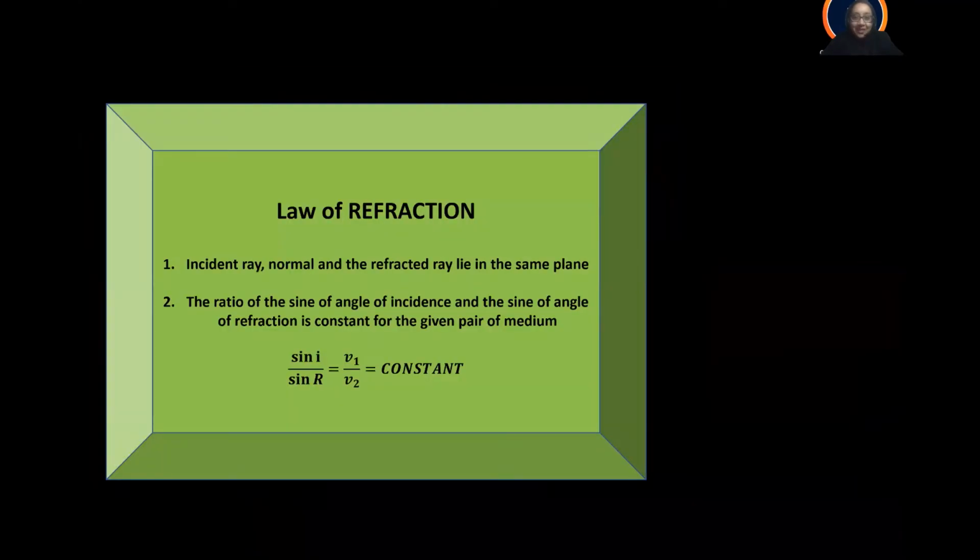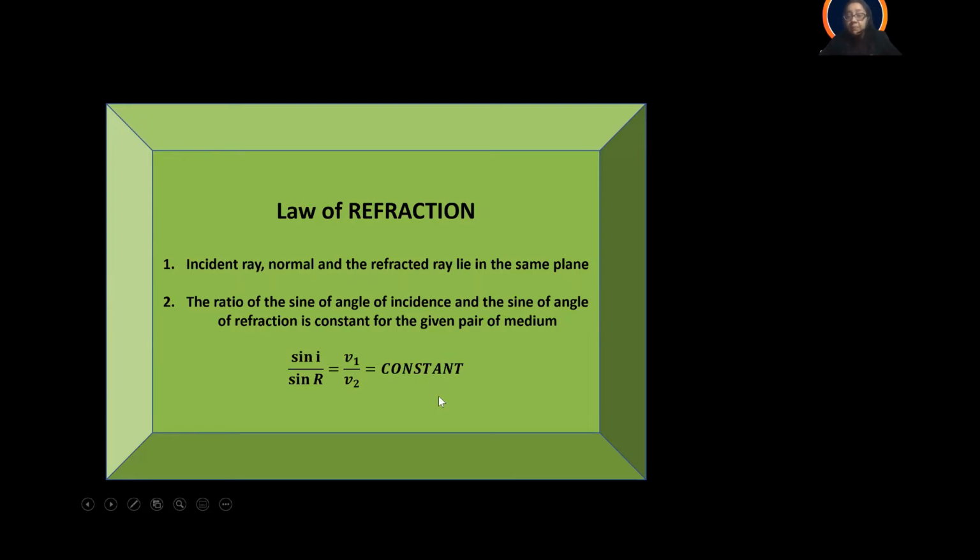Awesome. Now, let's go into details on what the law of refraction is. Just like the law of reflection, we have the law of refraction. So the refraction law states that the incident ray, normal, and the refracted ray lie on the same plane. And the second law is that the ratio of the sine of the angle of incidence and the sine of the angle of refraction is constant for a given pair of media.